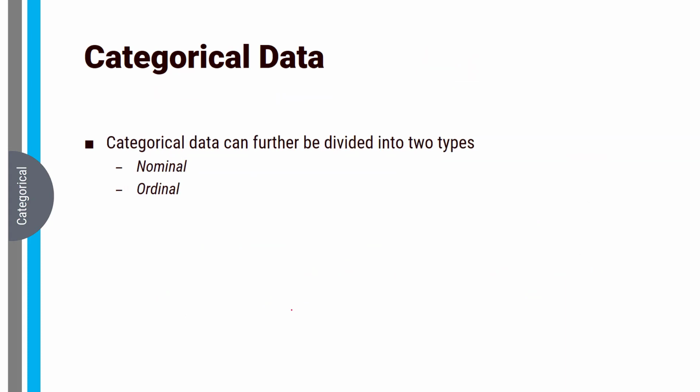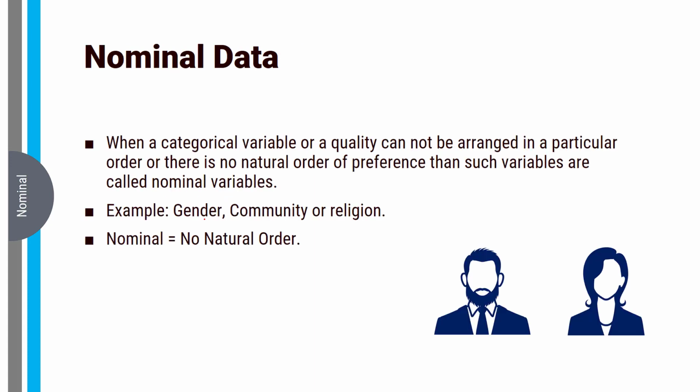Now categorical data are of two types. Based on how you measure them, those are called nominal and ordinal, right? So that means categorical data can further be divided into two types. One is nominal categorical data and another is ordinal categorical data. Now what is nominal data? When a categorical variable or a quality cannot be arranged in a particular order, or there is no natural order, right? No natural order of preference.